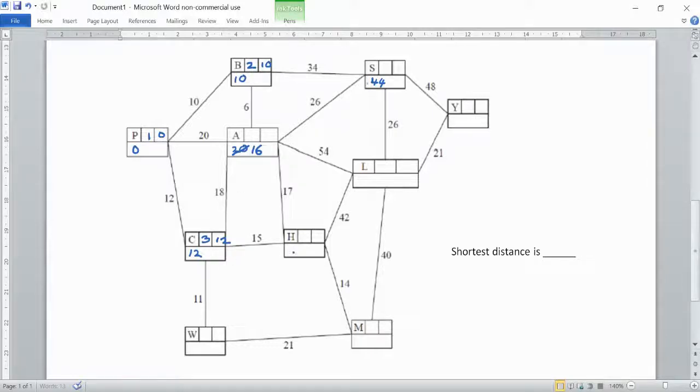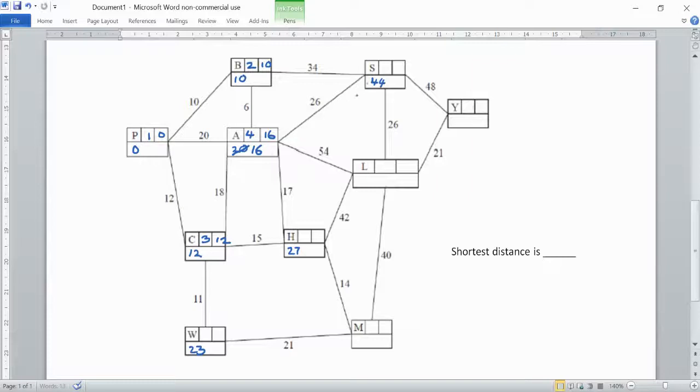I can reach Horwich, which would be another 15 miles on top of this 12 miles, so that's 27 miles, which I'll store in the memory for Horwich. I can reach Wigan, which is another 11 miles, so that's a total of 23 miles from Preston. Out of the values stored in memory, I've got 44, 27, 16 and 23. The smallest value is 16, so the fourth town whose shortest distance from Preston I'm sure of is Accrington, and that's 16 miles. We'll keep going in this way.